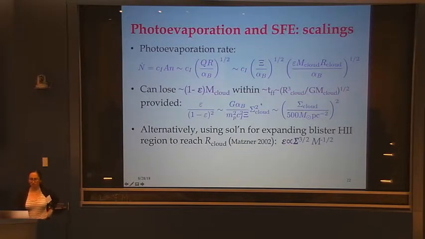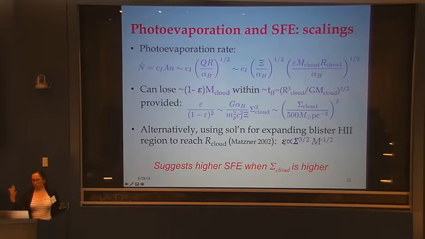And there are different kinds of solutions for this. This is from our recent solution, which we are comparing to numerical simulations. I'll show you that in a minute. But there are other previous solutions that say, in order to destroy the cloud, the H II region has to propagate over a size scale comparable to the cloud. And in that case, you would get an efficiency that has this scaling with the cloud properties. Okay, but whatever kind of simple treatment you want to use, it does suggest that, again, there should be higher star formation efficiencies for higher surface density clouds.